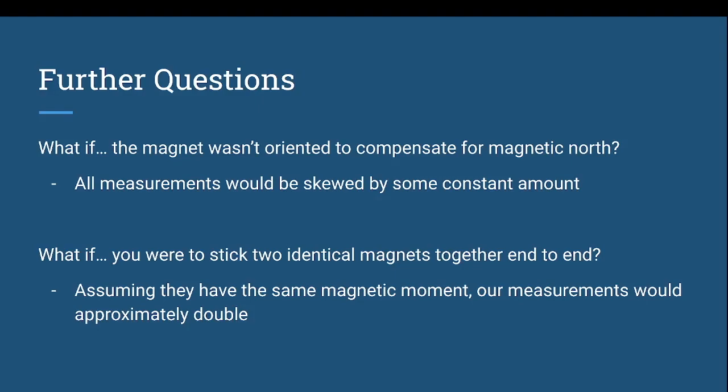Lastly, what if you were to stick two identical magnets together end to end and conduct the rest of the experiment normally? Assuming that they have the same magnetic moment, our measurements would approximately double due to superposition, but it would remain in the same direction since the net magnetic field due to the dipoles would remain the same.